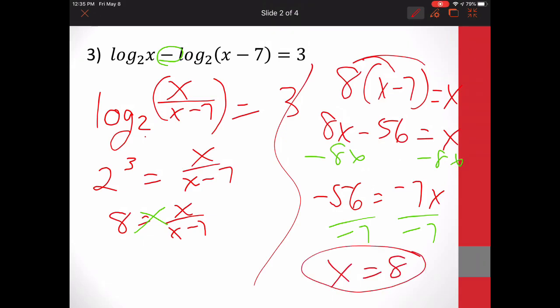So to clarify one more time, we're using this minus sign here, changing it to division. That's from properties. It equals that. We rewrite it as 2 to the 3rd. We get this proportion, if you will. If you want to put it 8 over 1, that's fine. Cross multiply, distribute, and solve. All right, let's go to the next one.